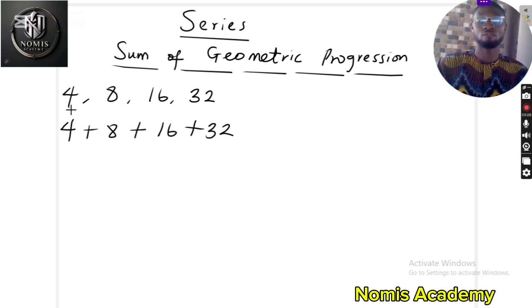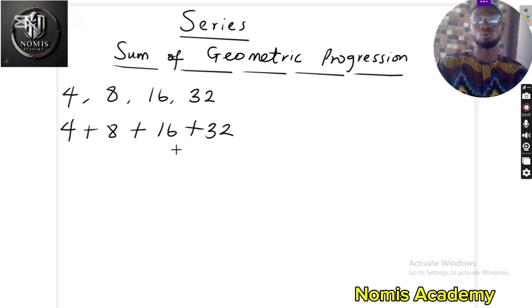8 divided by 4 is 2. 16 divided by 8 is 2. 32 divided by 16 is 2. So that shows a common ratio, and that tells us that it is a geometric progression. So adding it up, 4 plus 8, 12. 12 plus 16 is 28. 28 plus 32 is 60. And that is the sum of this geometric progression.